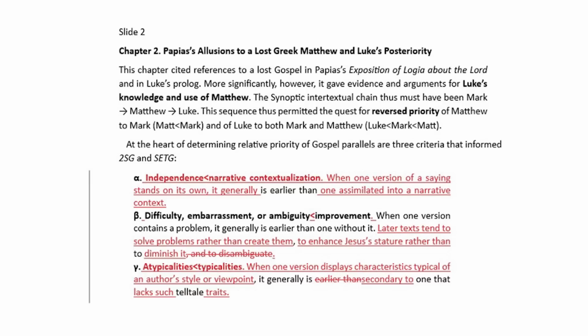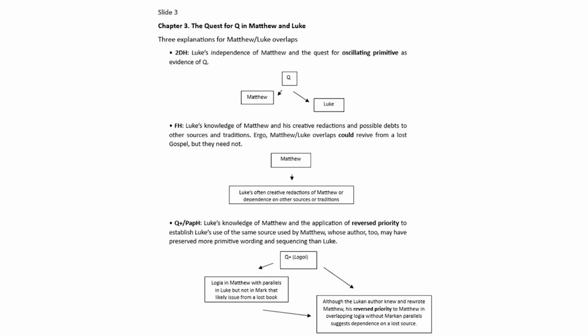So these are the criteria one uses, and now we've established what the order of the synoptics are: Mark, Matthew, Luke. But this is where things become really messy, Jacob. In this slide, one sees at the top the two-document hypothesis. This is the one that is responsible for the most common understanding of Q. That is Luke's independence of Matthew. Luke does not know Matthew. And the quest for oscillating primitivity as evidence of Q.